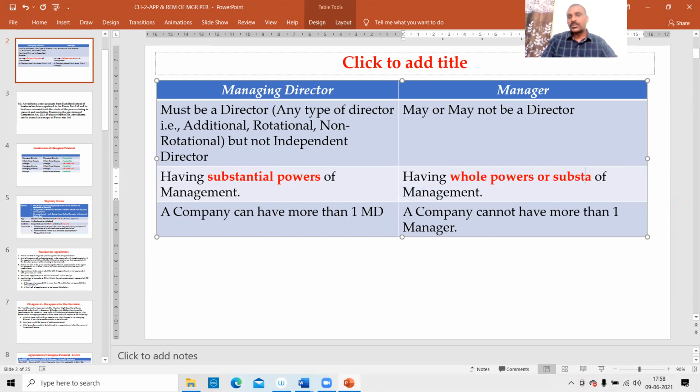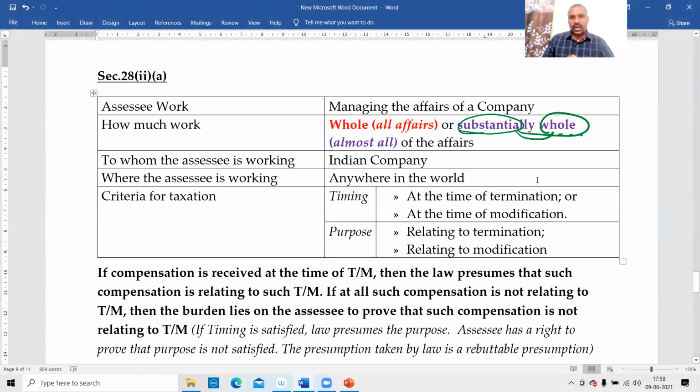Whole powers are substantially the whole of the powers. The managing director has whole powers are substantially the whole powers. Therefore, what I can say is that this provision is applicable to a manager as per the Companies Act, not the managing director. By looking at the word managing the affairs of a company, people may equate it with the managing director. No, we are talking about the manager, not managing director.